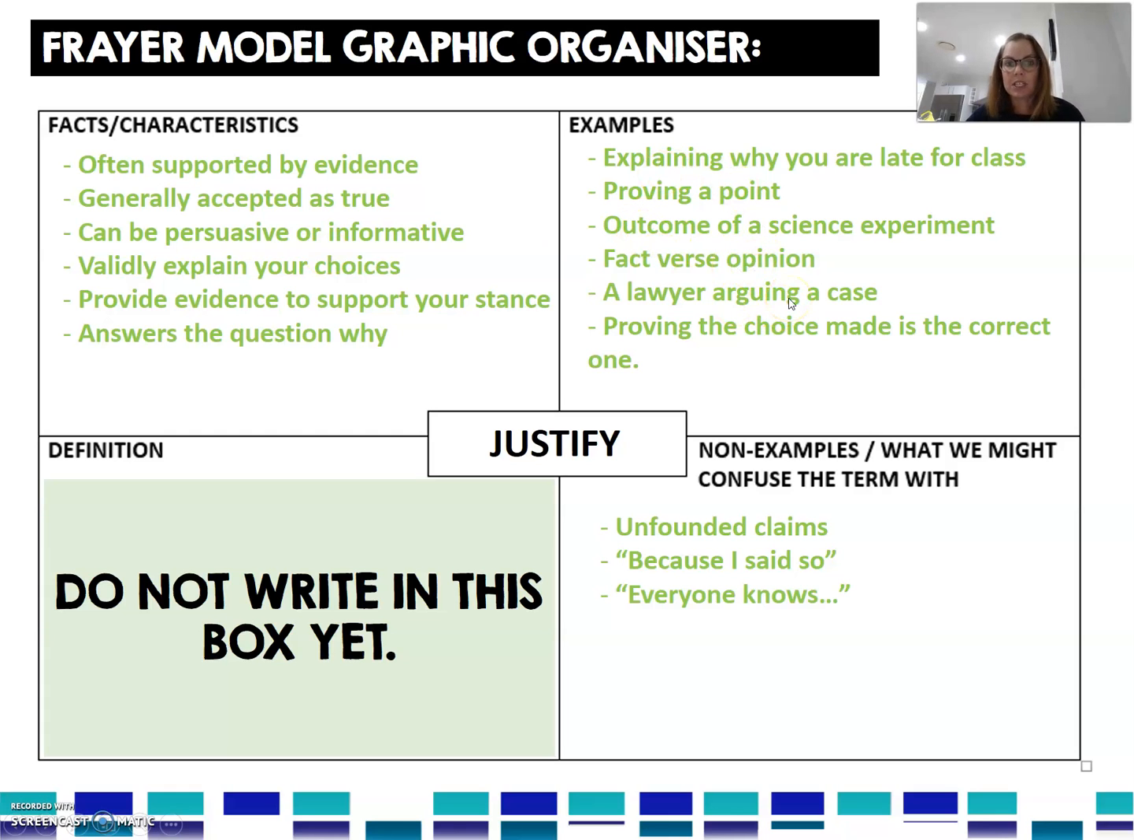Examples of when you might have had to justify: where you're proving a point, or a lawyer is arguing a case, explaining why you're late for class. In your vlog assessment task for Year 11 General English last term, when you looked at Park Avenue and the billionaires, how the billionaires have used their power in society. What it's not is unfounded claims. It's not, because I said so or everyone knows. It is about providing the evidence and the reasons why you came to that conclusion. So let's have a look at it in action.